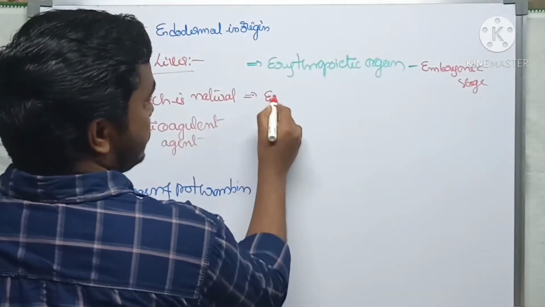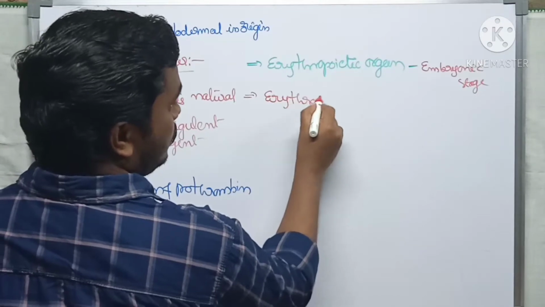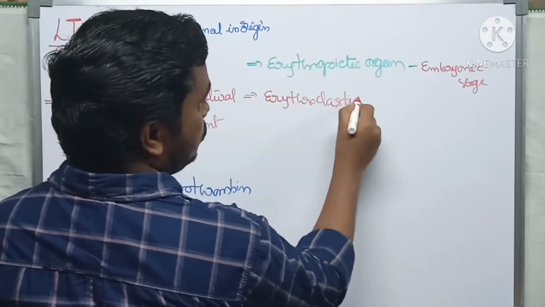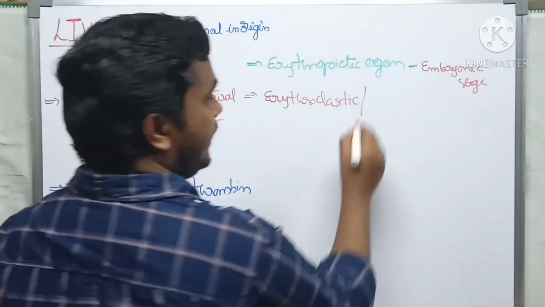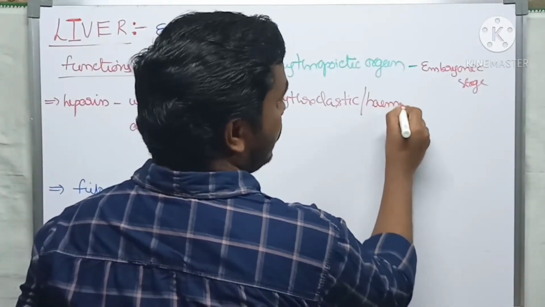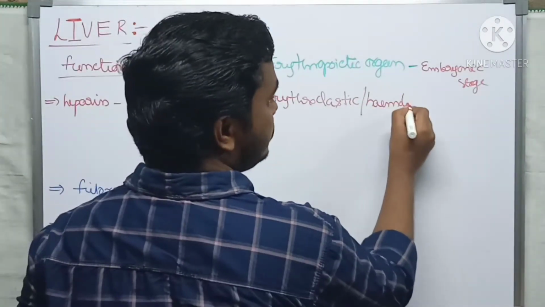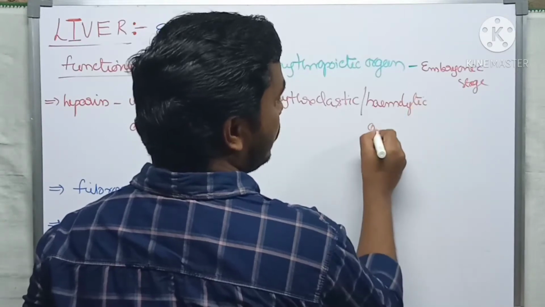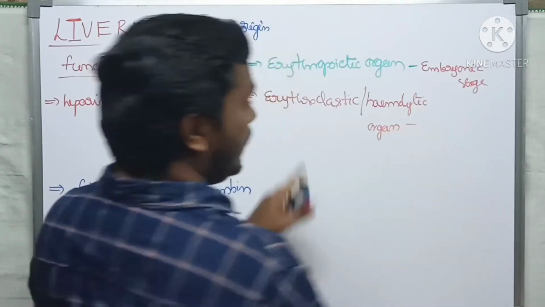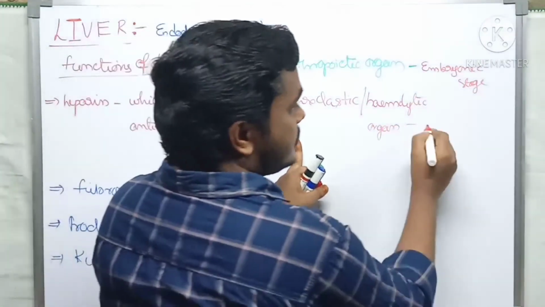It also acts as an erythroclastic, or simply say hemolytic, organ. Hemo means blood, lytic means breakdown. It acts as a hemolytic organ in adults.